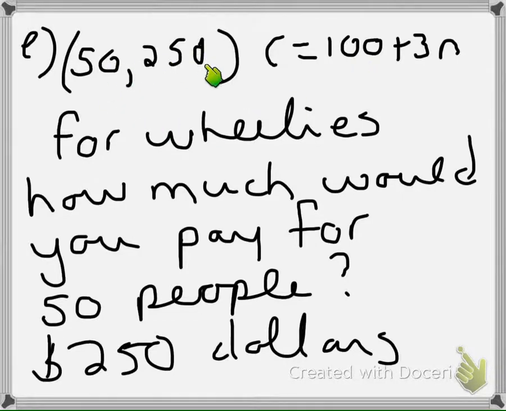So if you use the graph, you'd go over to 50 on the x-axis, you'd go up to the line, and then from the line you'd go straight over and you get 250. And that's the question that I asked and the answer with this coordinate.